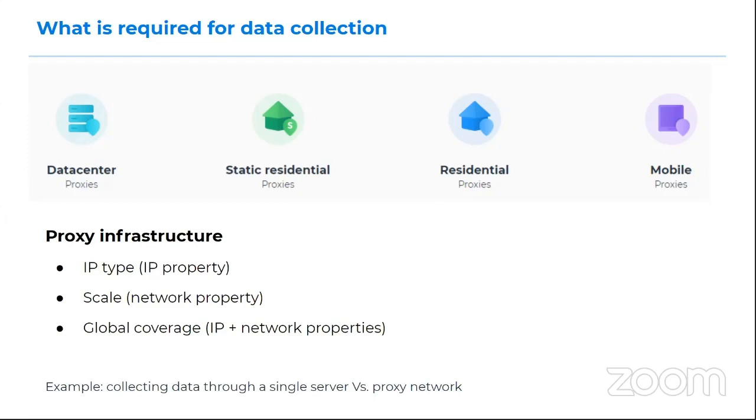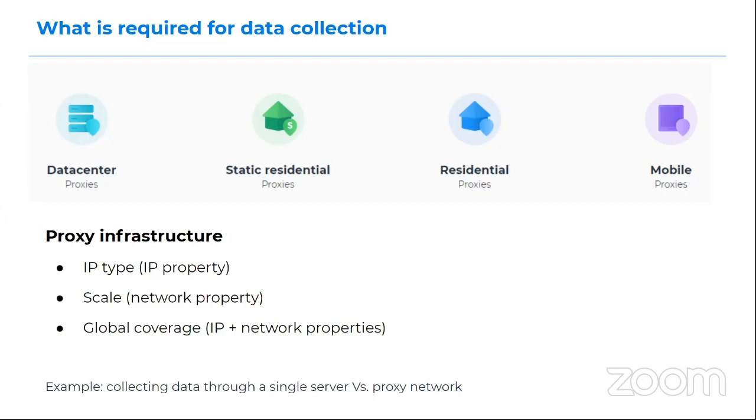Downside for this network, similar to the data center network, is that it's just smaller. It is residential, but it's much, much smaller. It has around 150,000 IPs for the static residential network versus 72 million. So it's completely different size. So these are the IP types.